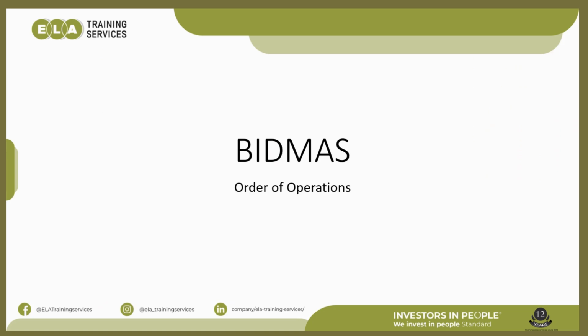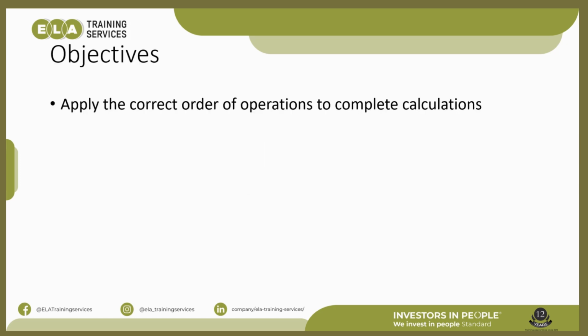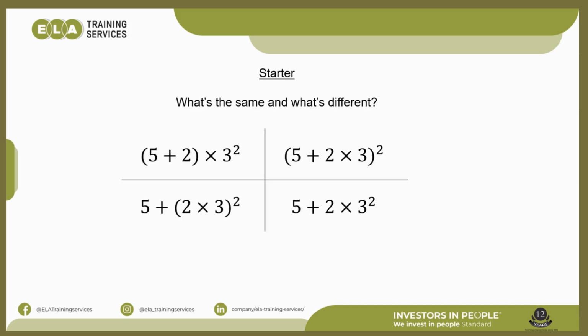Today we're going to look at BIDMAS. Some people call it BIDMAS, some people call it BODMAS, and other people call it order of operations. It's all the same thing, and it allows us to correctly identify the order of operations so we can complete calculations correctly. By the end of the session, you'll know how to do it, and hopefully feel quite confident in using BODMAS. So let's look at some calculations.